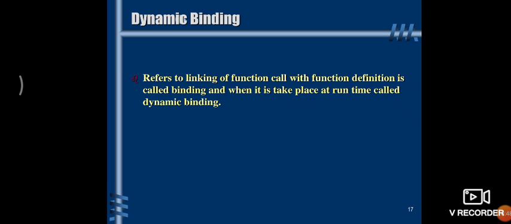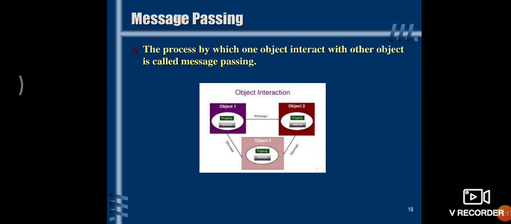Now when it comes to dynamic binding, what is dynamic binding? Linking the function call with the function definition is called binding. Function call means whatever function you are declaring inside your program, and in what way you are keeping it in a modifiable format, right? And when this takes place at runtime, it is called dynamic binding.